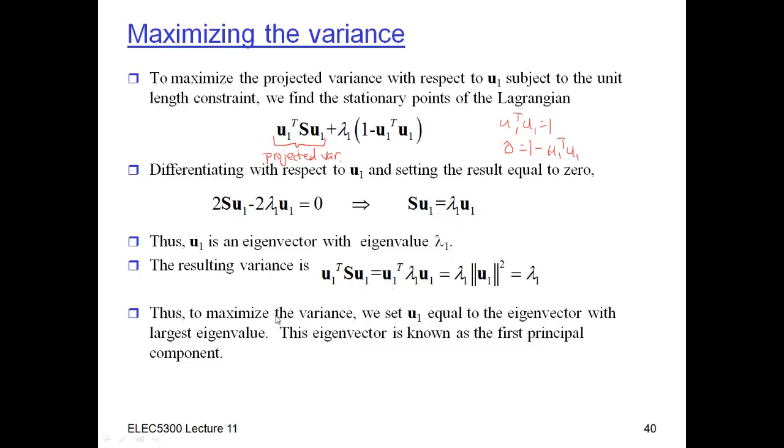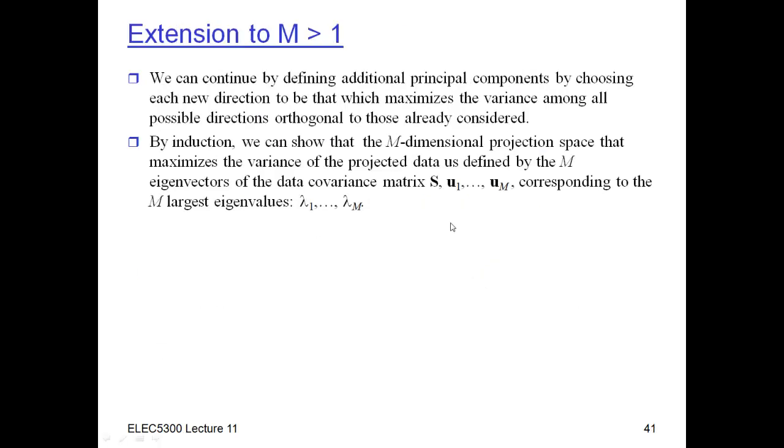So therefore, to maximize this variance, because I am interested in making this variance as large as possible, I just have to choose lambda 1 to be as large as possible. And I don't have free choice over this. So lambda 1 has to be an eigenvalue of the covariance matrix. So I just have to find the eigenvector of the covariance matrix with the largest eigenvalue, and that is the first principal component.